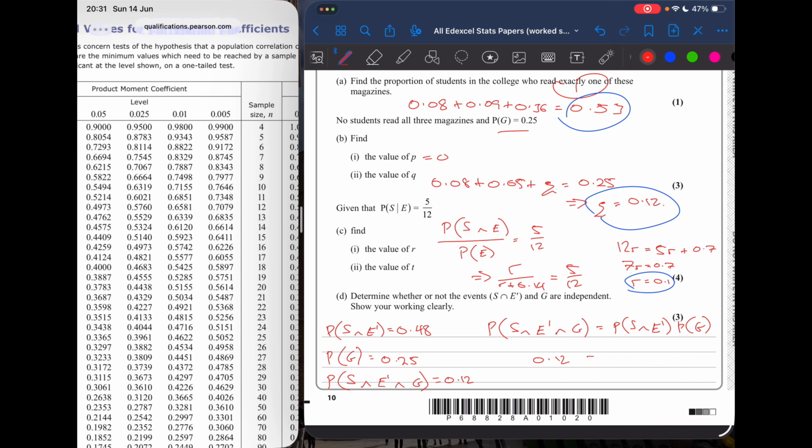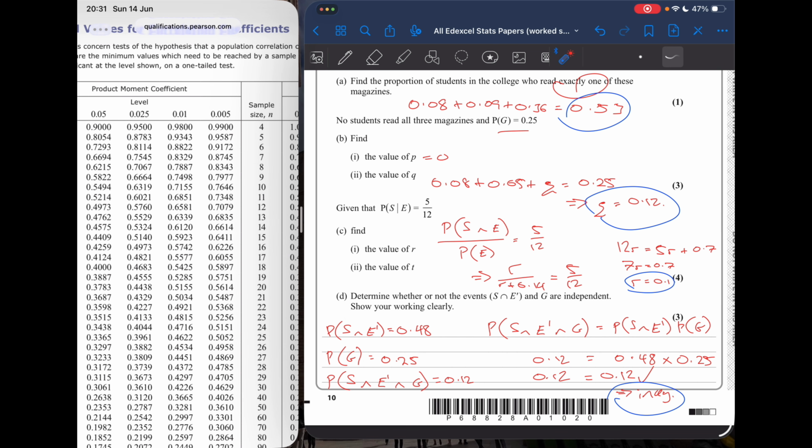0.12 on the left. And on the right, we have S and E, which is 0.48, and then 0.25. That's a quarter, 25. A quarter of 48 is 12. So that is good. Big tick, let's do a bigger tick. And that tells us they are independent.